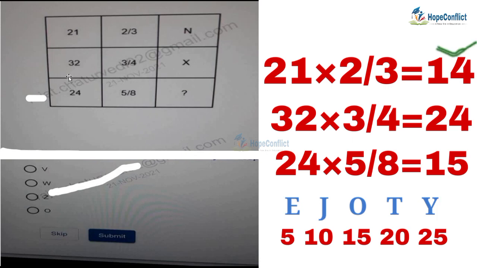Similarly, if we look at the second row and multiply 32 and 3 by 4, we will get 24, and the corresponding code for 24 is X. For the third row, if we multiply 24 and 5 by 8, we will get 15, and for 15 the corresponding code is O. So for question 1, the answer is O, option D.